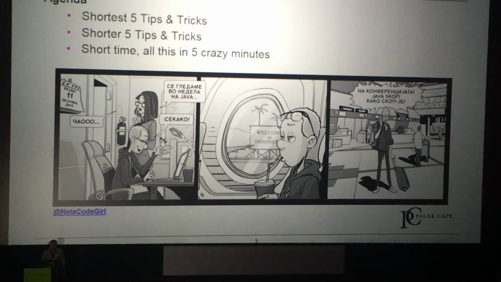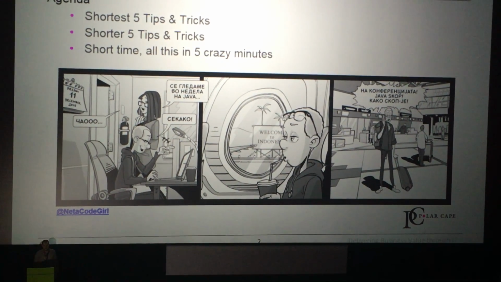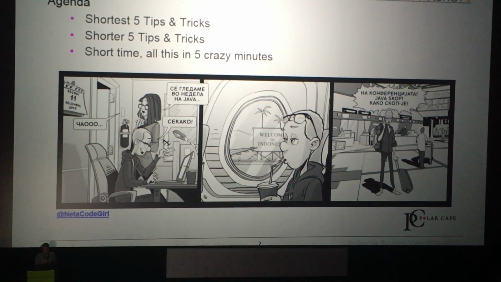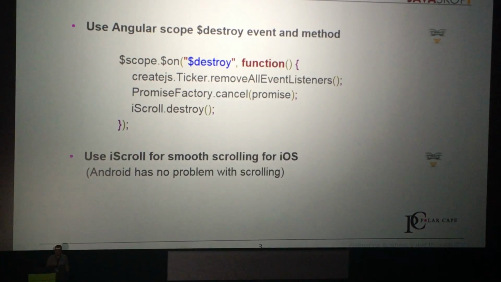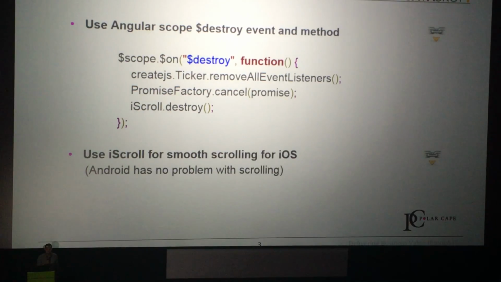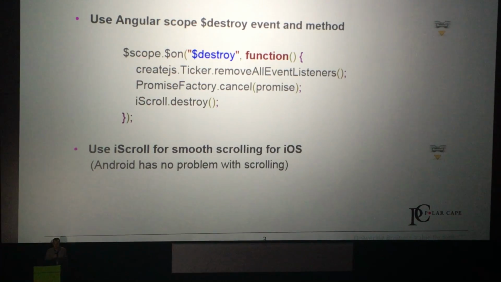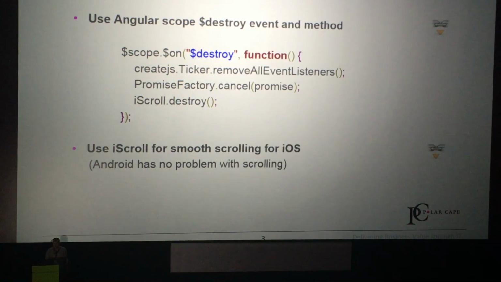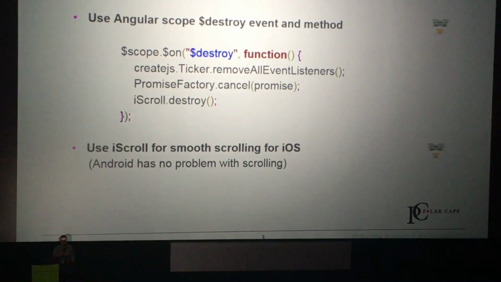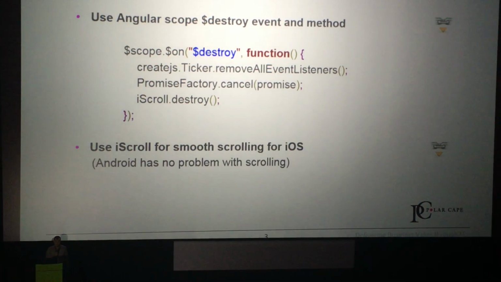Let's begin. First thing is that you always try to use on destroy. You always try to remove everything that you do not want to go into another state. Remove all listeners, cancel all promises, or destroy all iScrollers that you have.